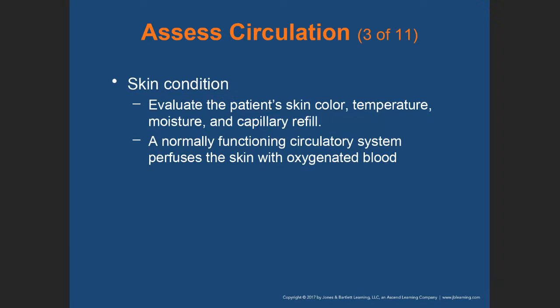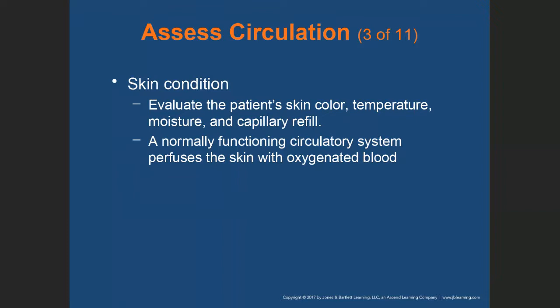For the skin, you're looking at the color of the skin. Are you looking at the palms of the hand? Looking at the mucous membrane. Under the eyelids, you're looking at the color of the lips. So if you're seeing discoloration peripherally, you definitely need to check for that centrally. So for skin condition, evaluate the patient's skin color, temperature, moisture, and cap refill.